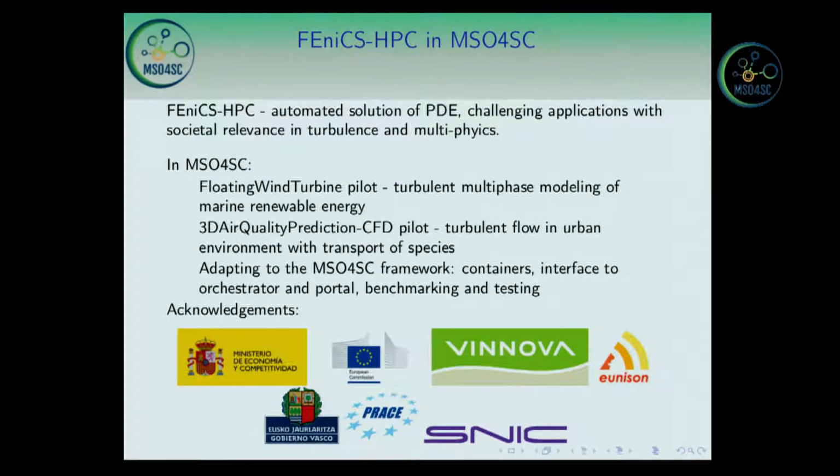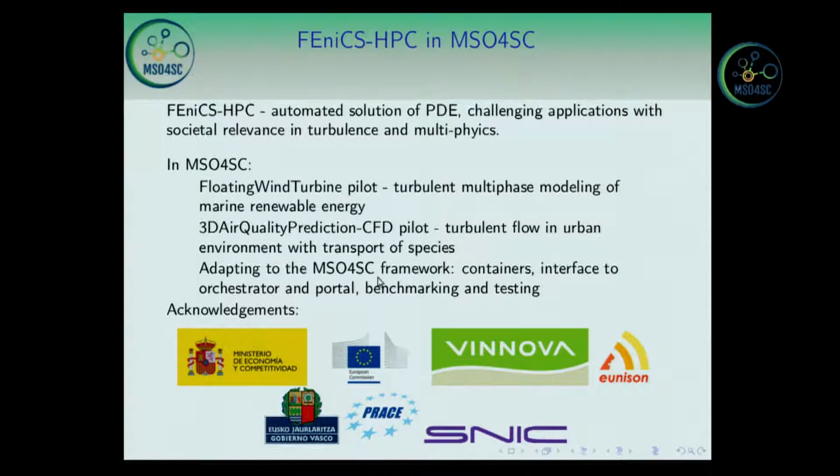So what are we doing in MSO4SC? We can do challenging applications with societal relevance in an automated way on supercomputers. Here we have 2 pilots: a floating wind turbine that I will come back to later, and a 3D air quality prediction where we collaborate with the Soltans team. We are responsible for the CFD. So Massimiliano has started on that.